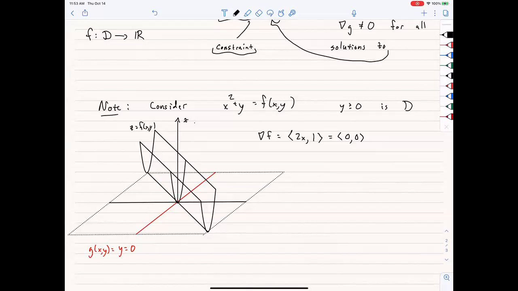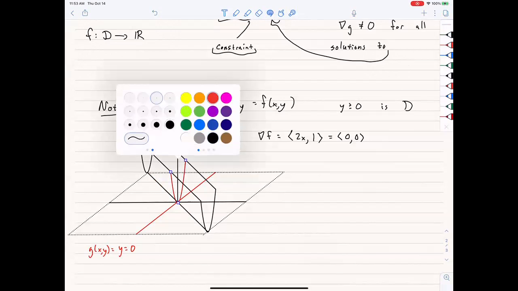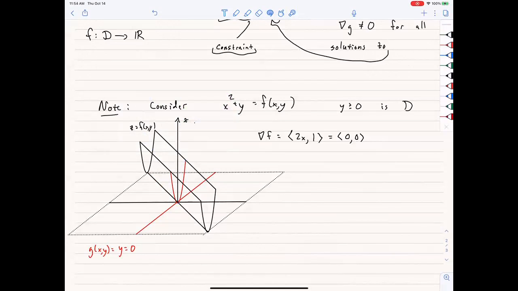However, when we restrict to our constraint, and we just look at the graph over that constraint, we get the function x squared over the line. That does have a critical point at the origin. So over this constraint, boundary of D, f has a critical point. So f is just f(x,0), which equals x squared.